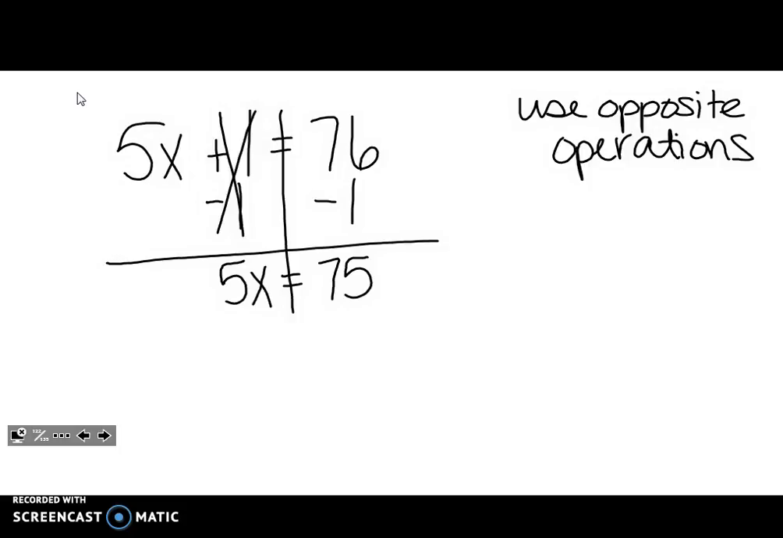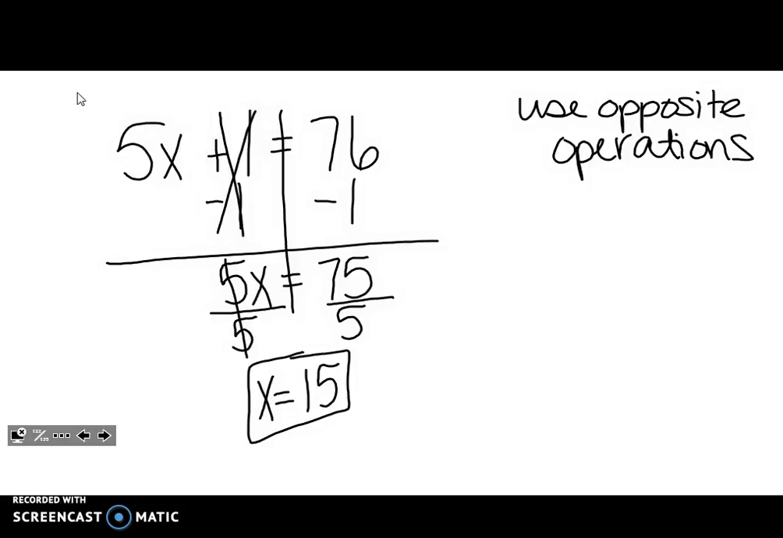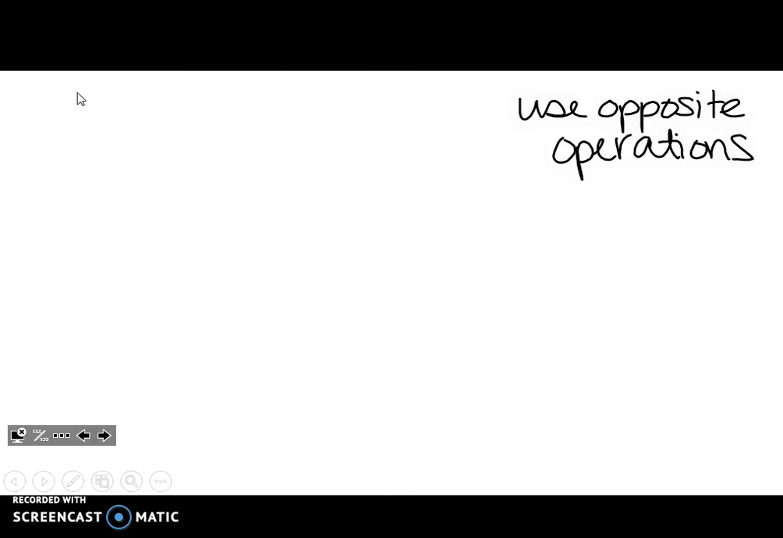Then, remember that a number next to a variable means to multiply, so I'm going to have to do the opposite, which is divide the 5 to the other side. And 75 divided by 5 is 15. So you always move the number further from the variable first using the opposite operation.